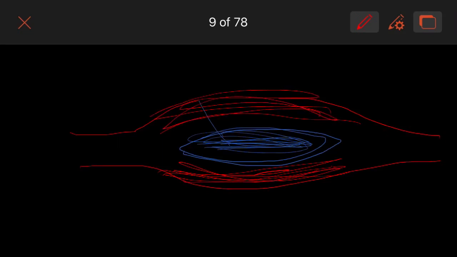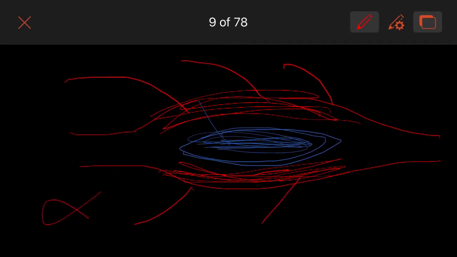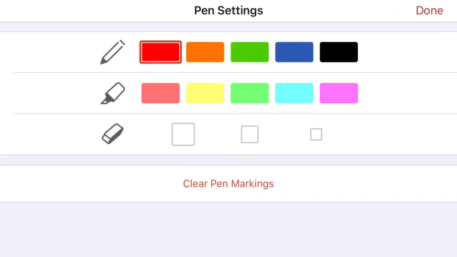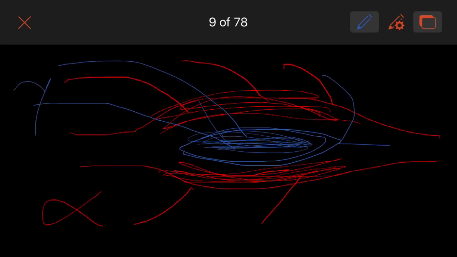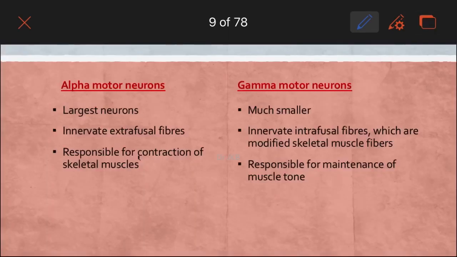Now, whether it is the intrafusal or the extrafusal, both of them get the efferent fiber coming from the spinal motor neuron, the spinal cord. The motor neurons which end on the extrafusal fibers are called alpha motor neurons, and the lower motor neurons coming from the spinal cord and ending on the intrafusal fibers are called gamma motor neurons, gamma and alpha motor neuron.